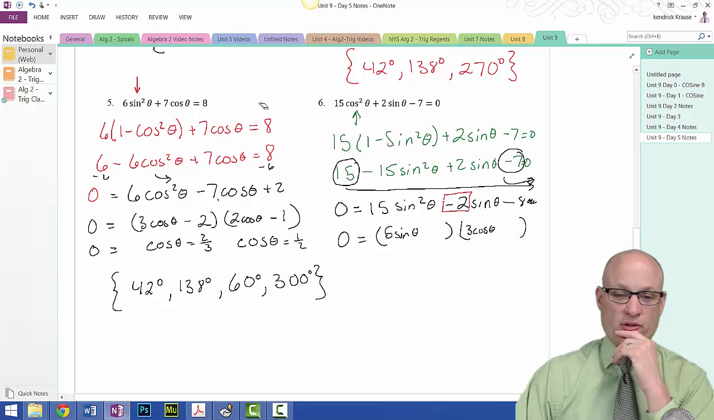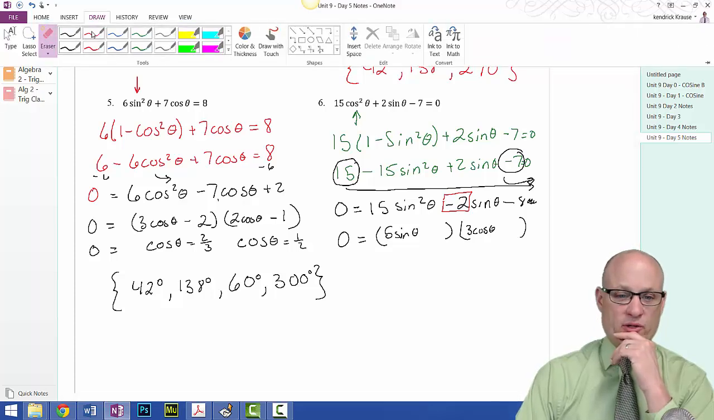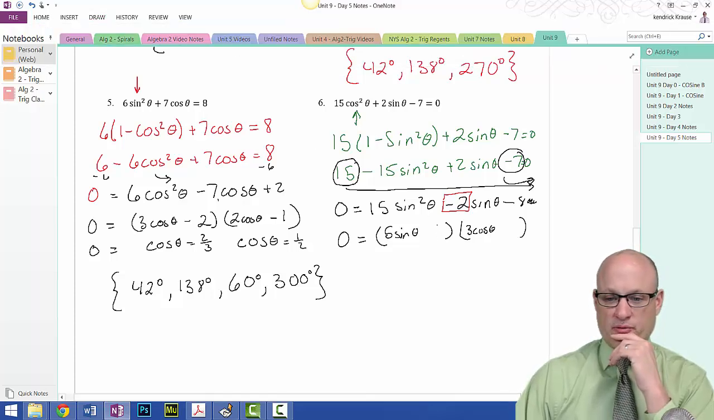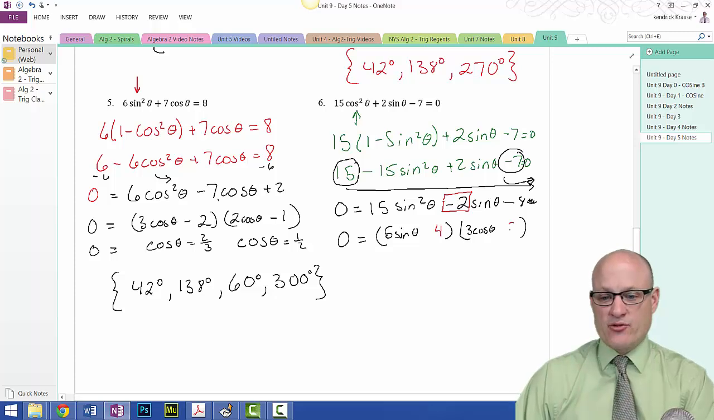So why don't we just quickly switch them? Let's switch them and put the 4 here and the 2 here. And that's 10 and 12. Perfect. And since I want them to be negative 2, I have to do a negative and a positive. Perfect. This one gives me sine of theta equals 4 over 5.